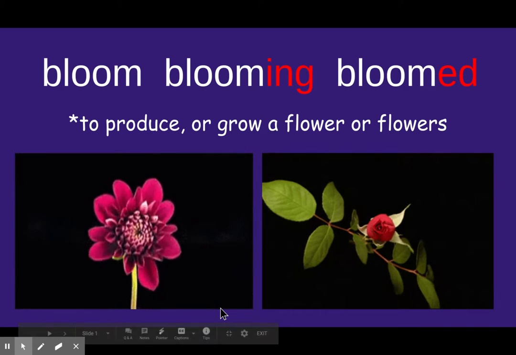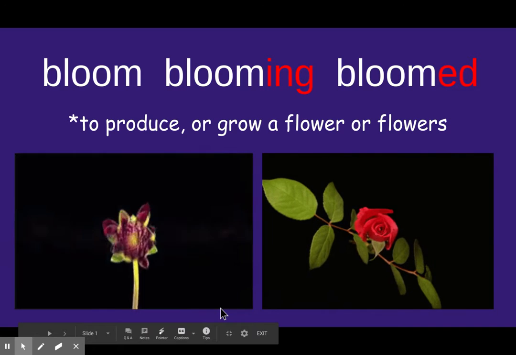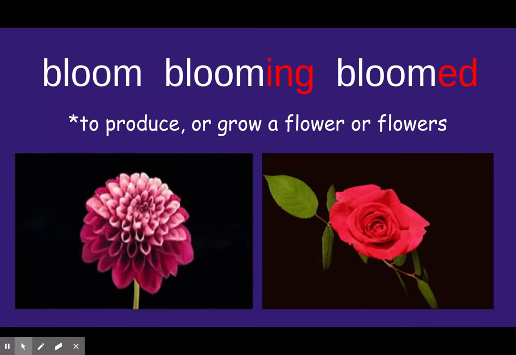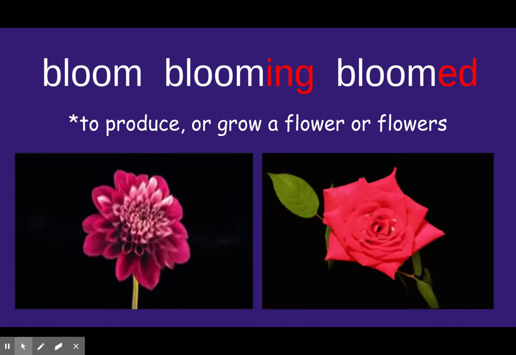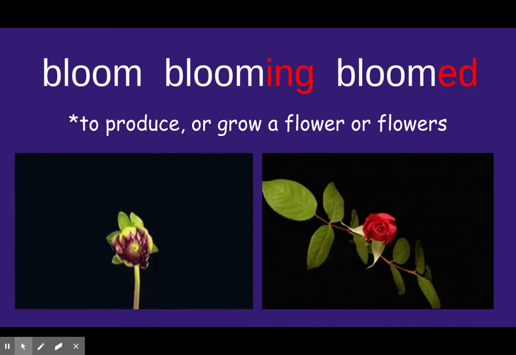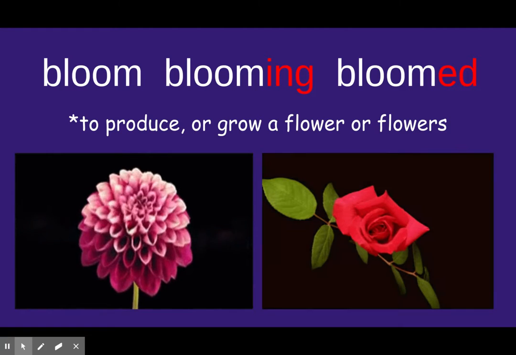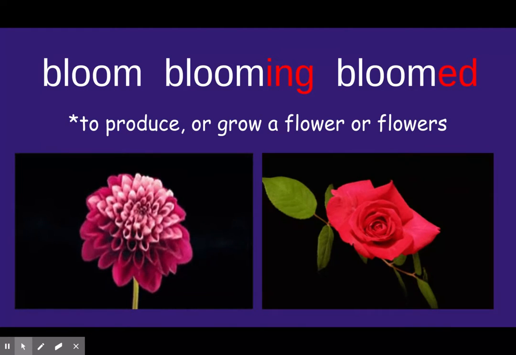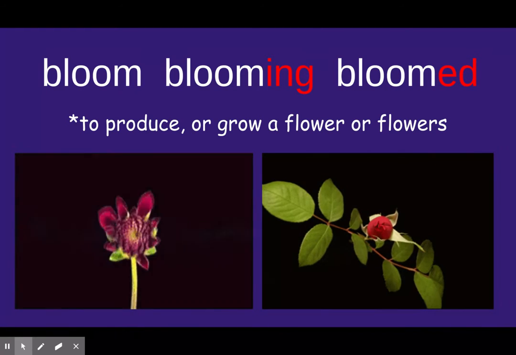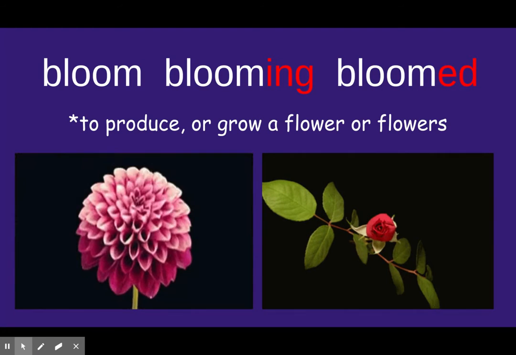All of the words this week, or most of the words this week, have to do with gardening because in our story we have a little girl and her mother that are growing vegetables, and her neighbors are growing flower gardens. So our first word right here is a verb, which means an action, and it is bloom, blooming, or bloomed.